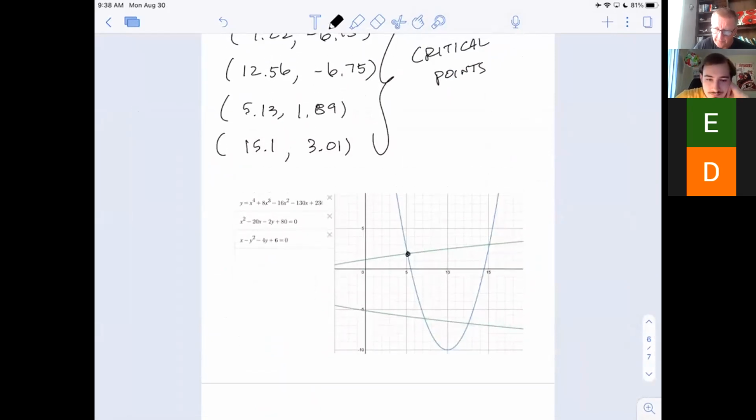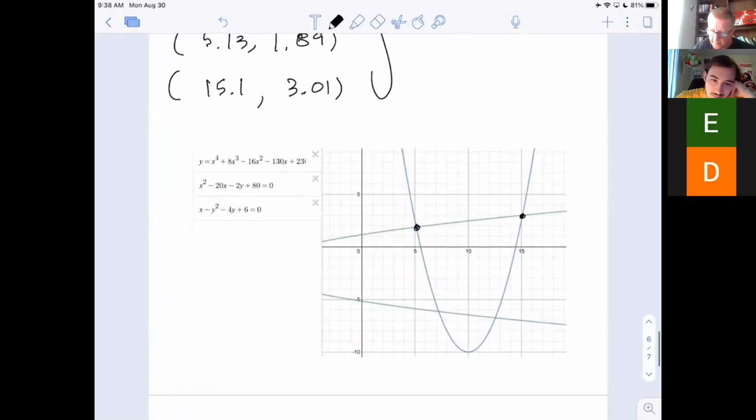So I won't bother to fill those in, but clearly that's the 5.1, 3.1, but I'm just double checking this. And that one's a little past 15 and a little below 4. So that must be the 15, 3.01. Yeah, I read it wrong. It's right around 3. Yeah, so it's a little past 15, right around 3. So that takes care of that one.